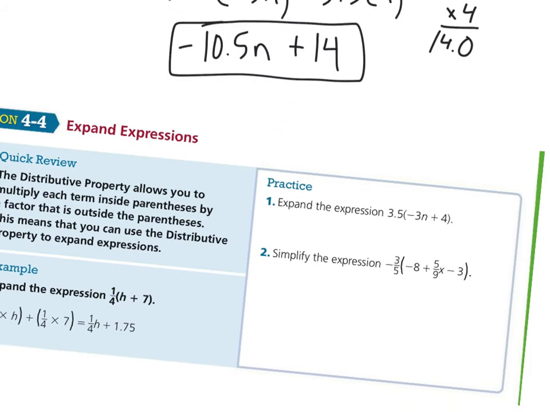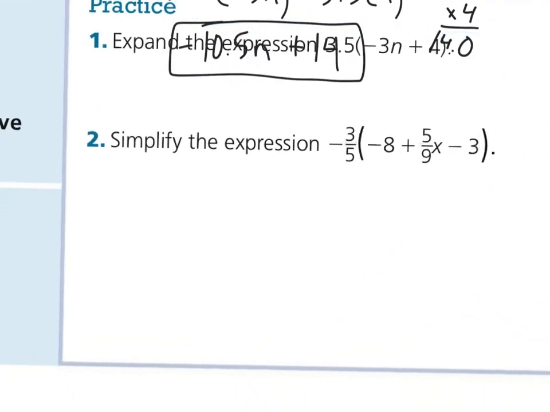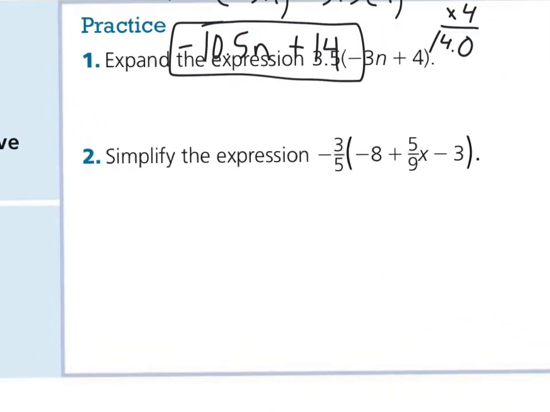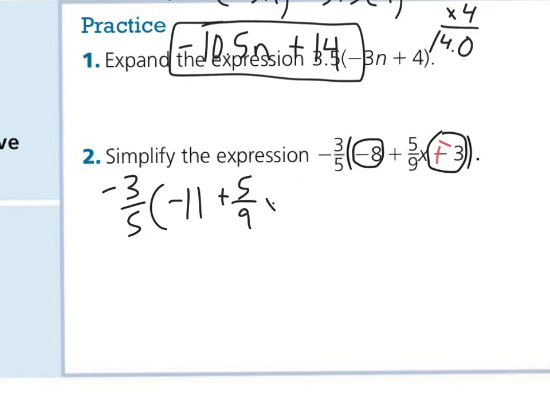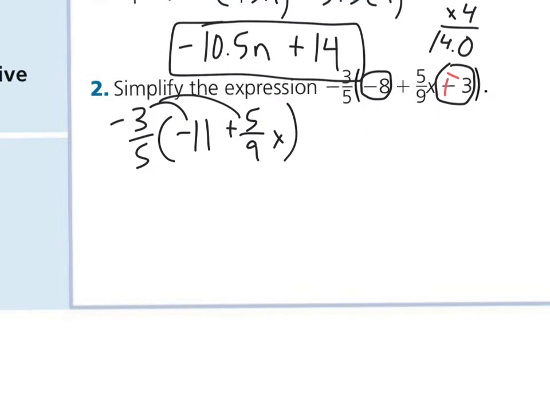And then if we look at number 2, to simplify this expression, you have an option on this one if you want. You can look inside the parentheses and see if you have any like terms to combine. So you could actually combine the negative 8 and the negative 3 together, which would be negative 11. The advantage there is that you have less things you have to distribute to.